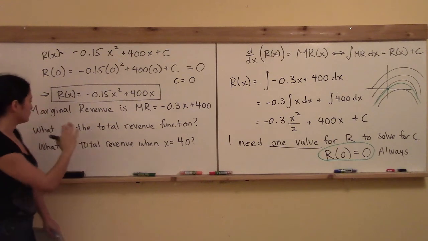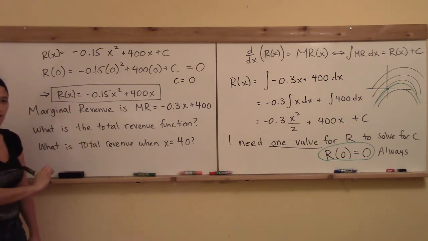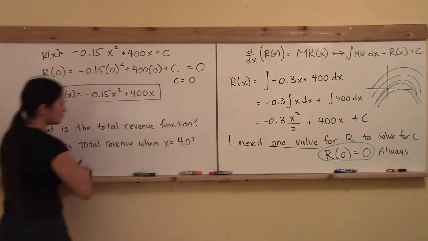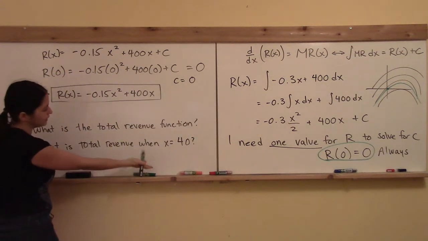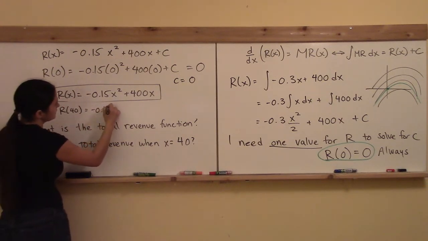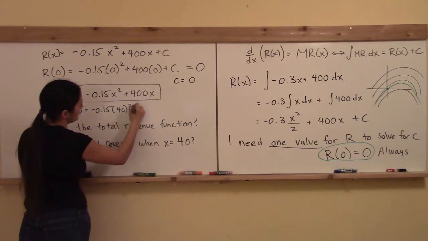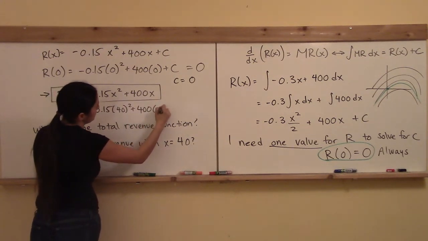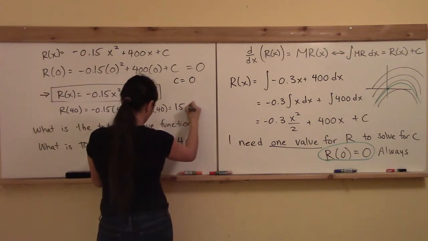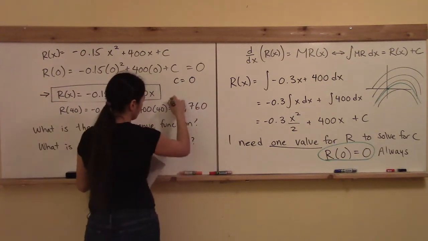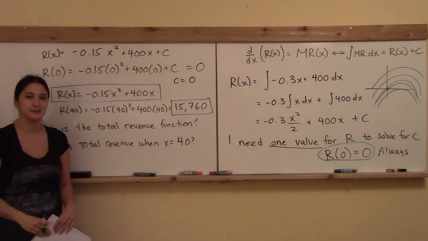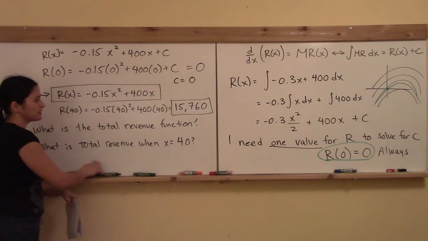Okay, so that's perfect. That's the answer to what is the total revenue function. It's equal to that function right there. And then to answer the question, what is the total revenue when x is equal to 40, since I've already solved for the plus c, I can simply plug in the number 40 and multiply it by all that stuff, and you should get the number $15,760. So that's the other answer right there. Oh, the power of integrals. They're so, so useful. Let's do one more example problem.